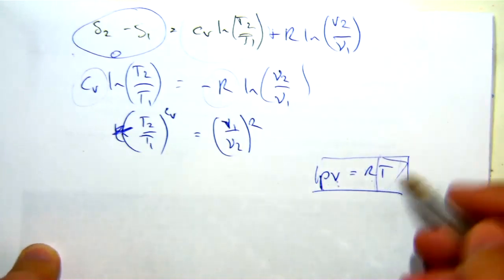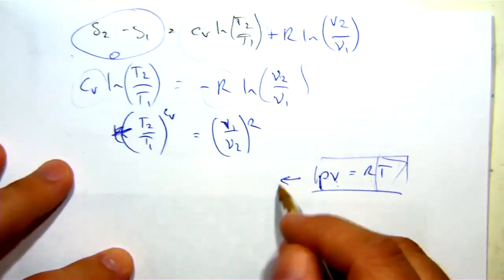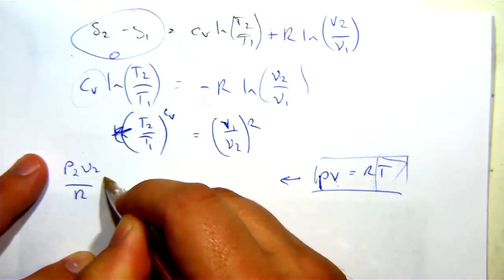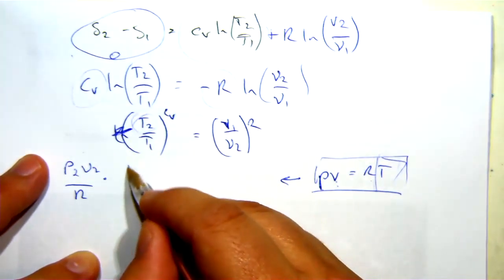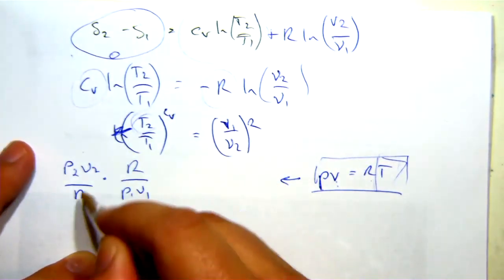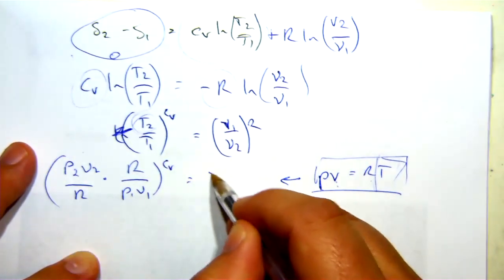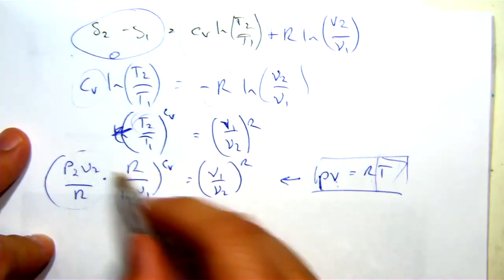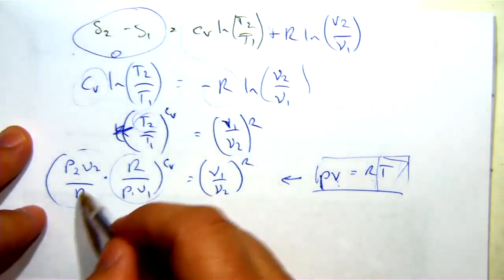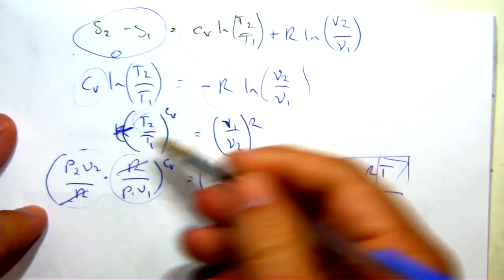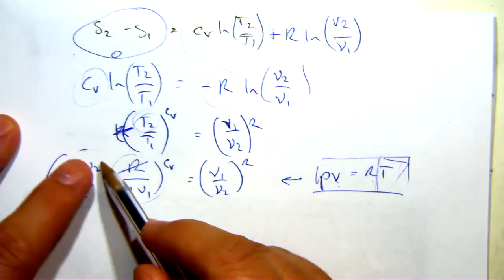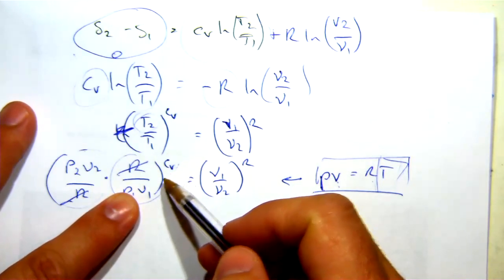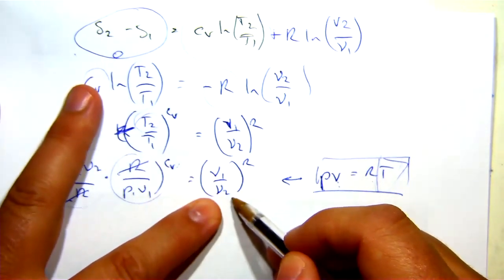So substituting in for T with the ideal gas law will give me P2 V2 on R, so that's this, R P1 V1 to the CV equals V1 on V2 to the R. That bit's okay, that's just the substitution for T2 and the substitution for T1. We're going to cancel out our R's. And what I've got here now is P2 on P1 to the CV, V2 on V1 to the CV. So I'm just grouping up the terms there. And over here, I've got V1 on V2 to the R.